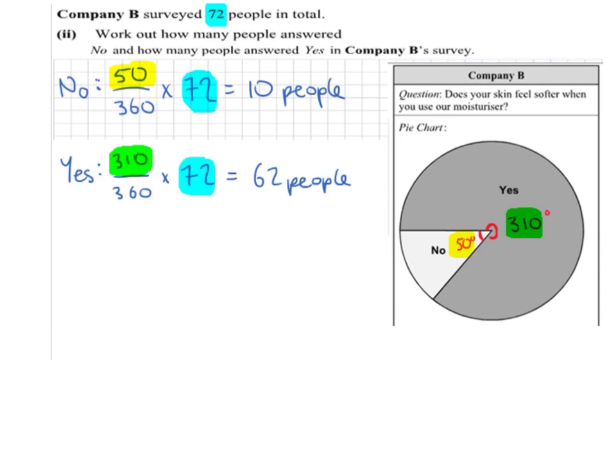So again, what I did was I took the angle 50 degrees, which was the no sector. I divided it by 360 because there's 360 degrees in a full pie chart. I multiplied by 72 because 72 people were surveyed in total, and I got 10 people. Then I took the yes angle, which was 310. Again, I divided by 360 and multiplied by 72, and I got 62 people. So 10 people said no, 62 people said yes, and 10 plus 62 makes 72 people in total.